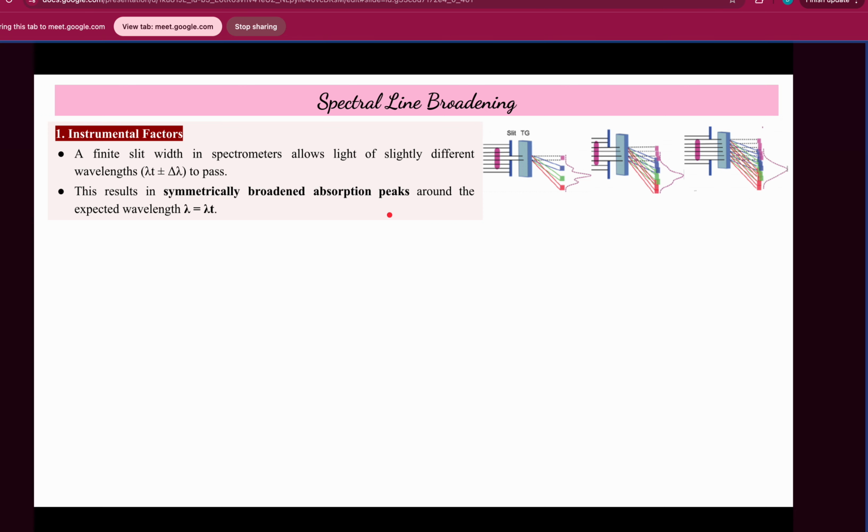This is the instrumental factor, which depends on the slit width, that is, how much light you're allowing to pass. If the width is high, then multi-wavelength light will be able to pass, due to which the spectral lines will get broadened. And this results in symmetrical broadened absorption peaks around the expected wavelength, which is lambda equals lambda t.